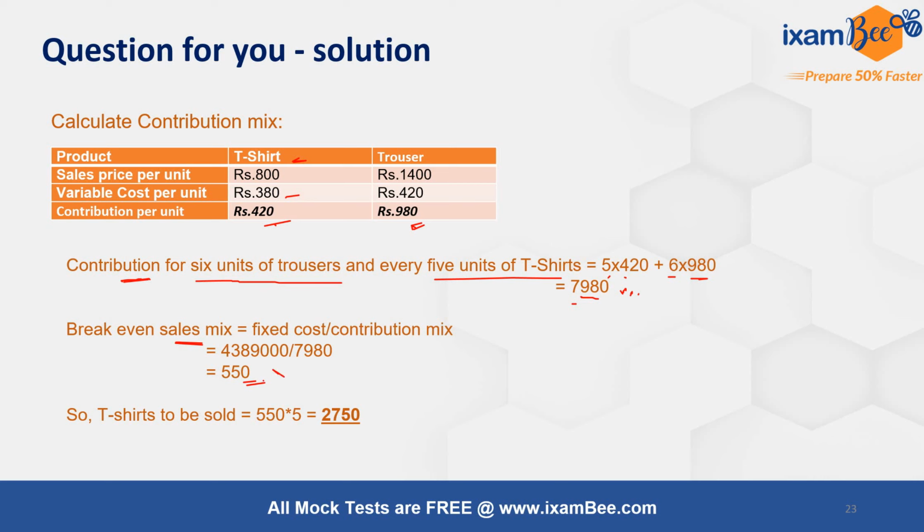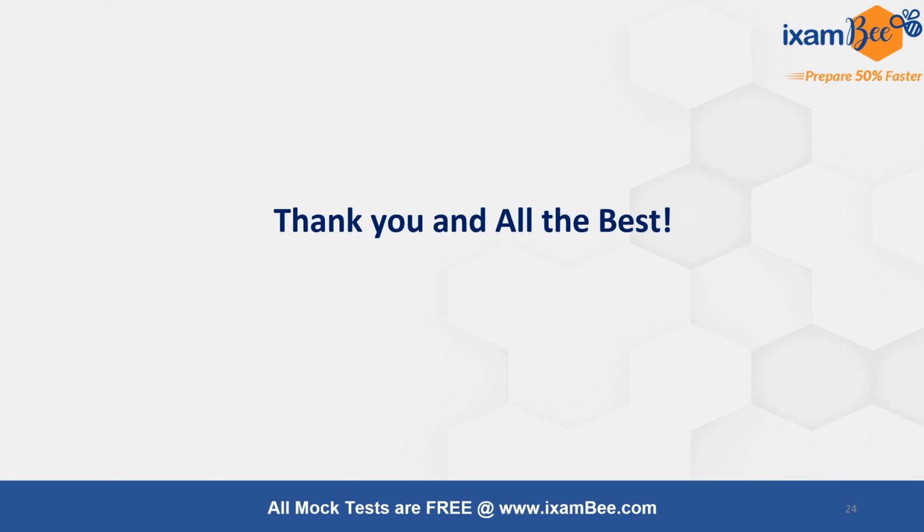So this is the combination of 6 pairs of trousers and 5 units of t-shirts which will give me the break-even sales. Therefore, in every mix I have to include 5 units of t-shirts. So I multiply this by 5 to give me the number of t-shirts that I need to sell to break even in this product mix, right? So the approach here is the same as what we follow in all the other questions: we divide by a contribution, just that here the contribution will be the combined contribution. I hope you will be able to solve questions like these in the exam if so asked.